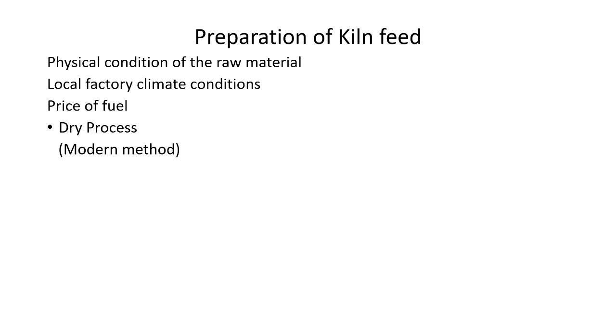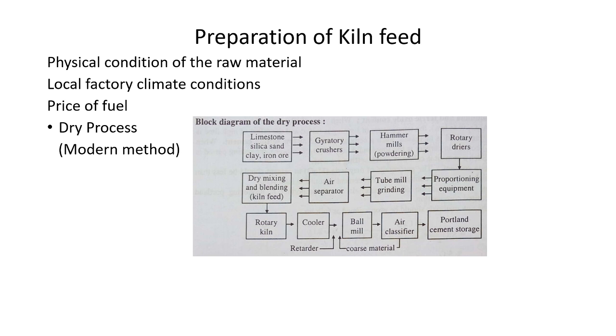So we'll discuss the dry process, which is called the modern process. In the dry process, the raw materials are roughly crushed, followed by powdering in a hammer mill. The block diagram is like this. Here you can see the raw material is first roughly crushed, and then it is powdered in a hammer mill. Then the materials are dried in rotary dryers.